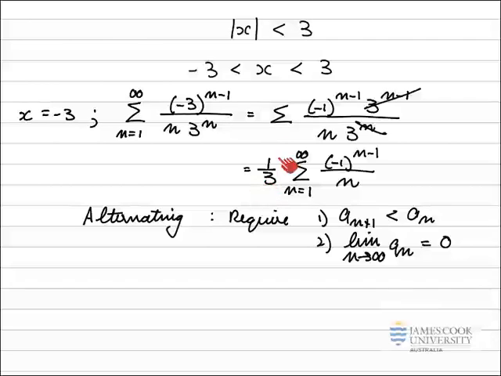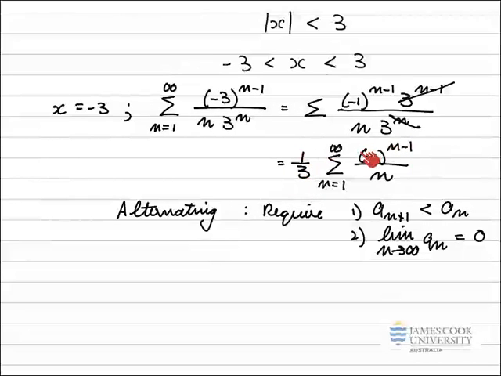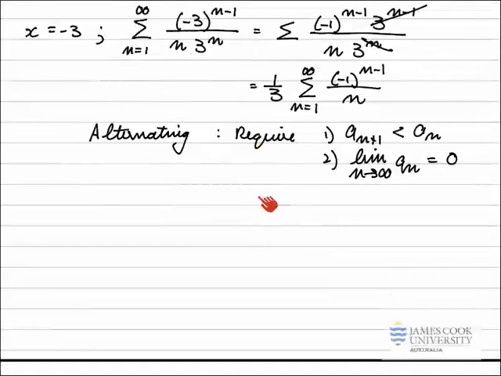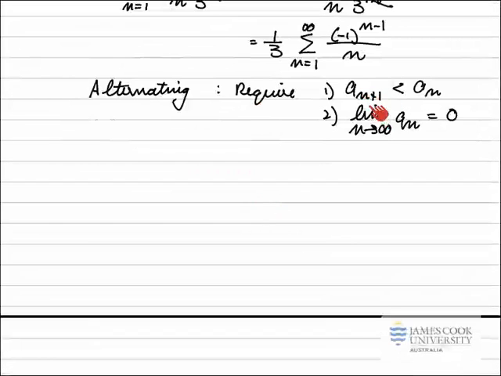The 1/3 out the front is not going to change anything. If the series converges, then 1/3 times that series will converge. So let's investigate both of these conditions here. a_n for an alternating series is the general term not including the (-1)^(n-1) term. So for this alternating series, a_n is just the term 1 over n.